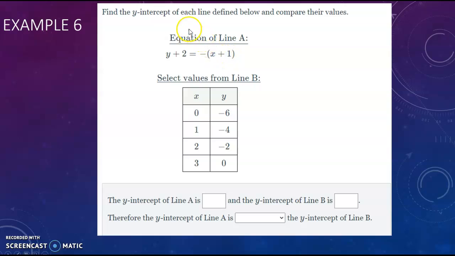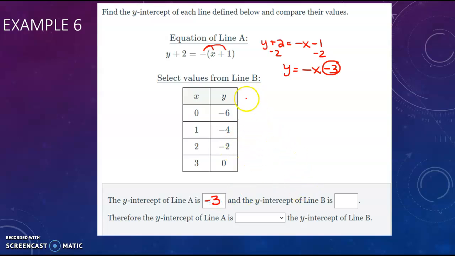Okay, now I want to find the y-intercept of each line defined below and compare their values. Easiest way to do this, put this in slope-intercept form. Distribute that negative through, so I get y plus 2 equals negative x minus 1. Subtract 2 from both sides, y equals negative x minus 3. So what's my y-intercept? Well, I know that's my b, so my y-intercept here is negative 3. I'm going to go ahead and write that below.